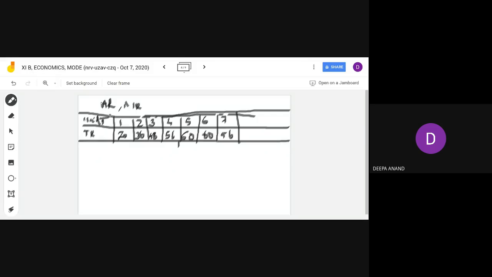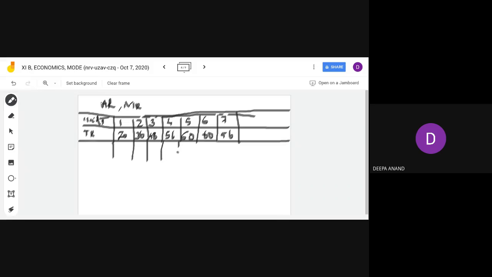Good. So, I don't want to give any explanation. You are given the units sold and the TR, that is total revenue. You are asked AR and MR. I don't think it needs explanation, because average revenue always means total revenue upon units, and marginal revenue means the difference between the total revenues. Yes or no? Yes, ma'am. So you can find it out without my explanation.